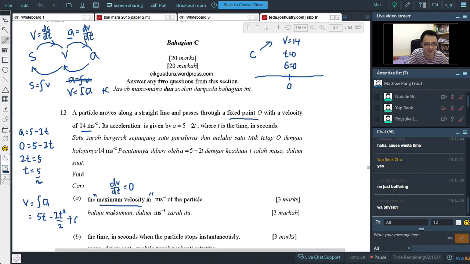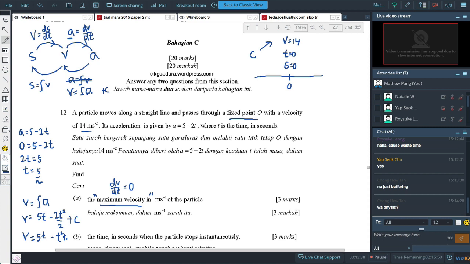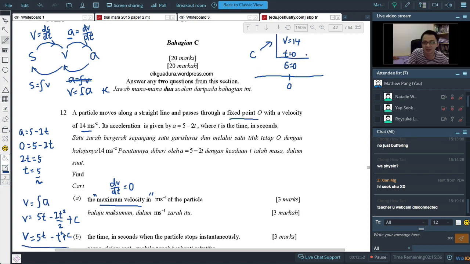Alright, this is v. Then I'm going to simplify this one. The v actually equals to 5t minus t square plus c. After you have this equation, you will need to find c. So what I will do over here is, I understand when my t equals to 0, my v actually will equal to 14. I will substitute into here to find my v equation.